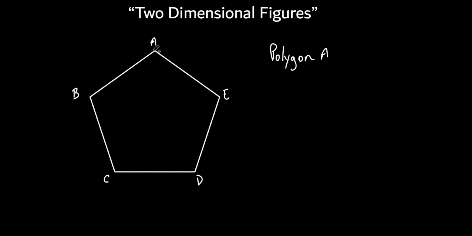So let's go left. You could call it A, B, C, D, E, or you could call it A, E, D, C, B, right? Doesn't make any difference. And you don't even have to start with A. So there's all kinds of names you could call this. I don't know how many combinations there are, but there's a bunch of them.